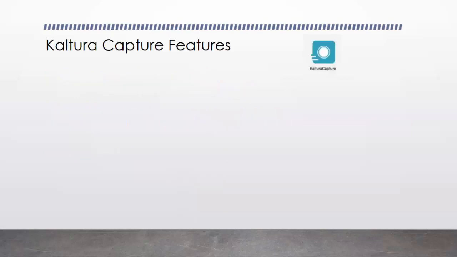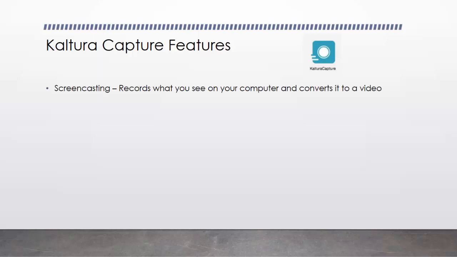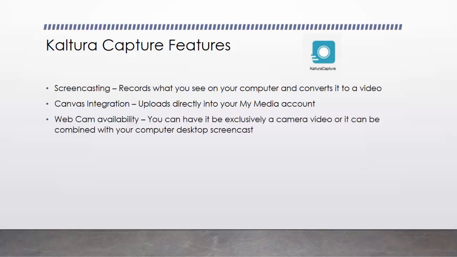The Kaltura Capture software has several features. Screencasting is the main function of the tool. It records what you see on your computer and converts it to a video. There's Canvas integration where you can upload it directly into your My Media account. You can enable the webcam function. You can have it exclusively be a camera video, or it can be combined with your computer desktop screencast.